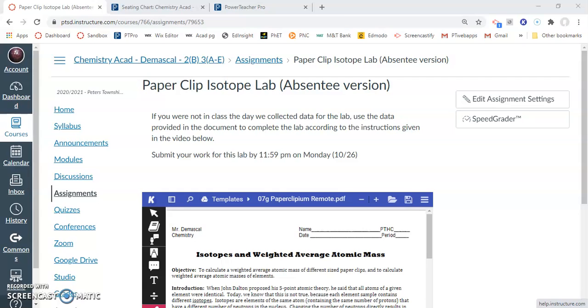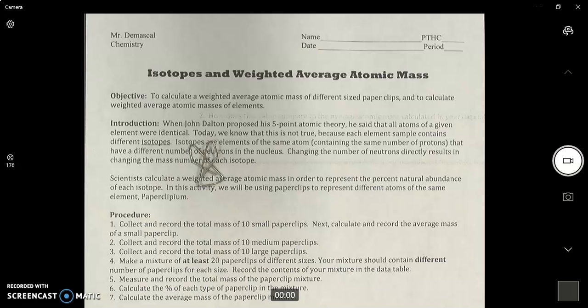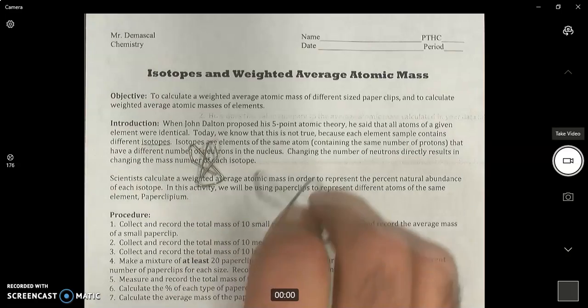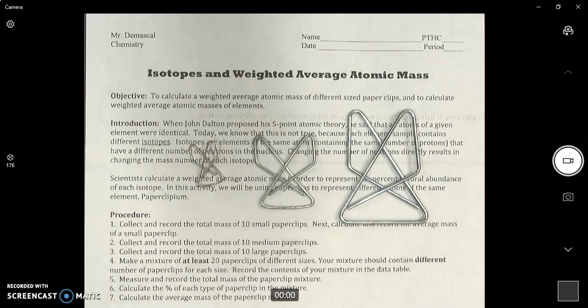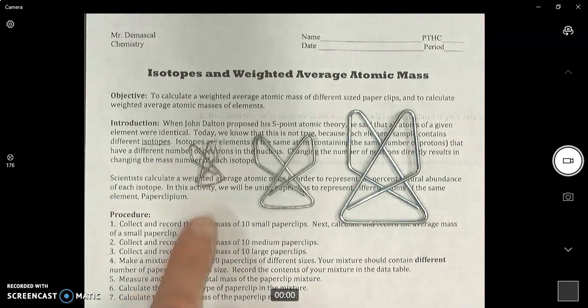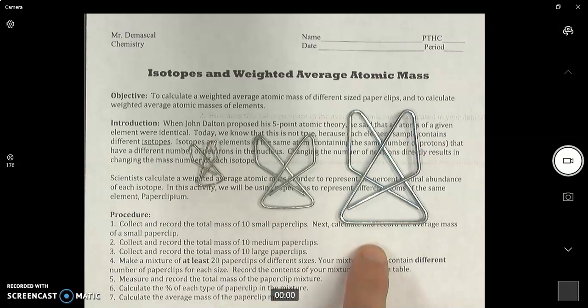we're going to use 3 different sized paper clips to represent 3 different isotopes of the Paperclipium element. So we've got smallium, medium, and largium.